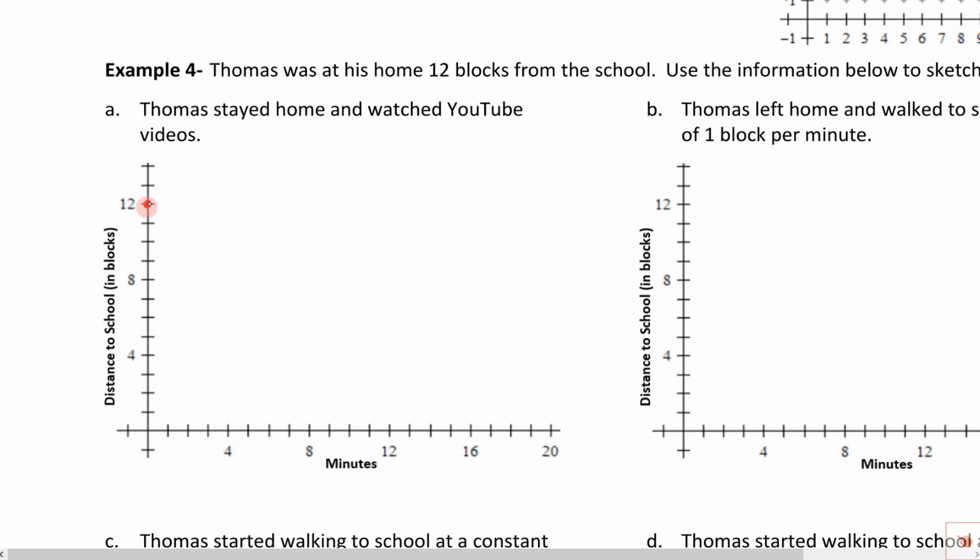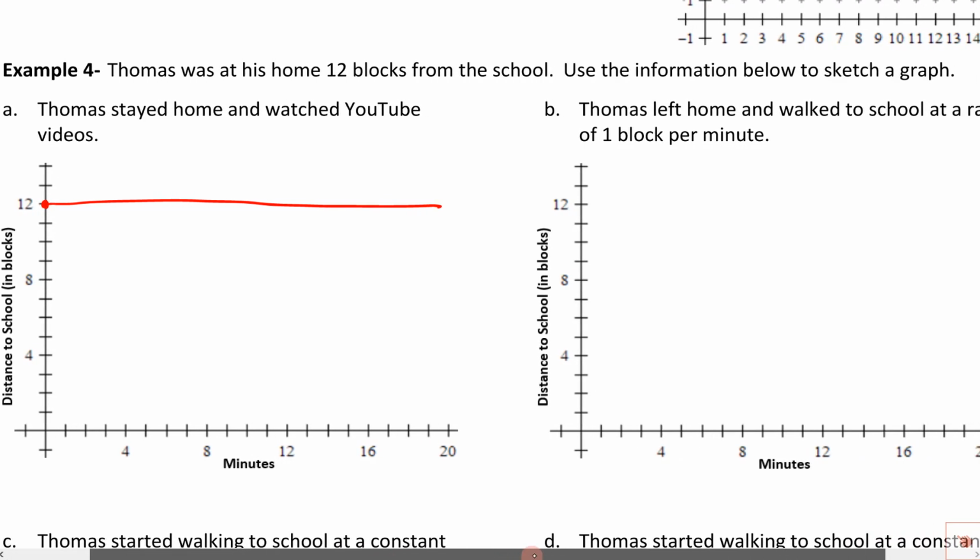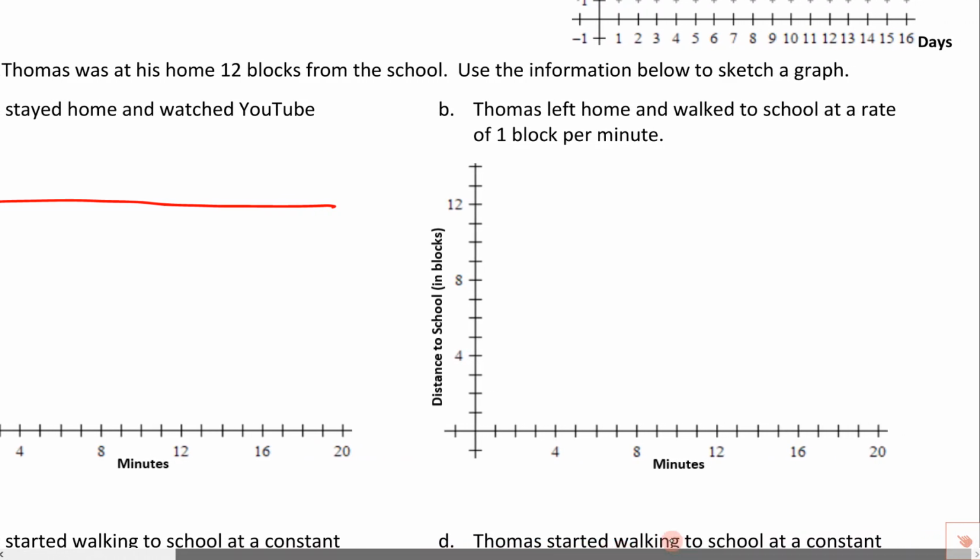So he starts off 12 blocks away from the school, and then it says he stayed home and he just watched YouTube videos. So if he stayed home, he didn't get closer to school, he didn't get further away from school, he just stays the same distance all the time. So it's going to look like that. So a nice flat graph because his rate of change is 0. He's not moving at all. He's not getting any closer, any further away. Let's take a look at B.